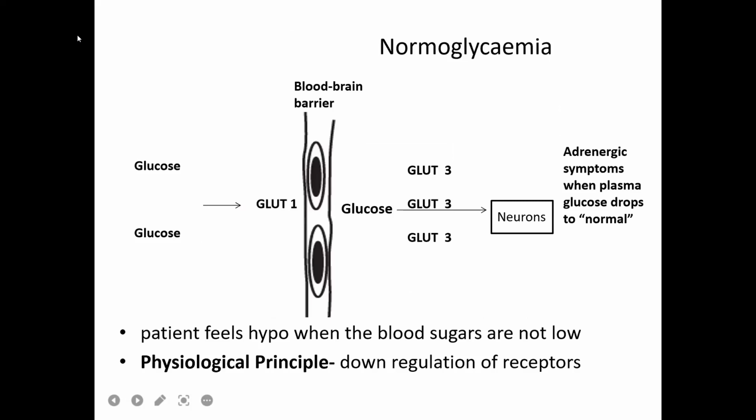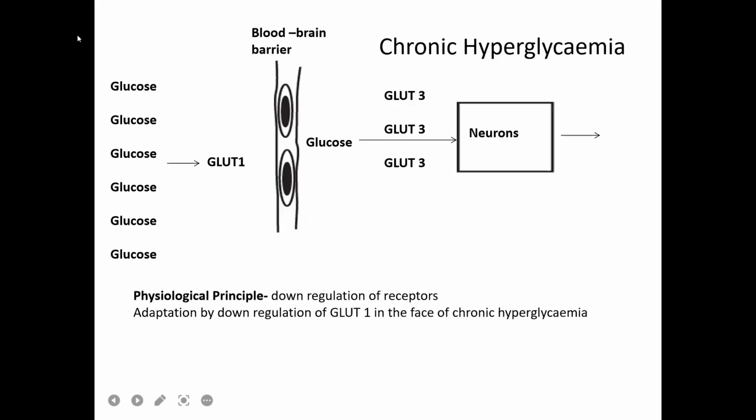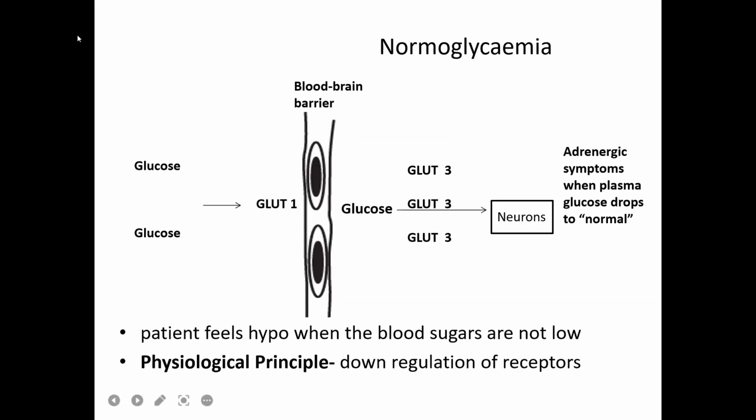So what happens in chronic normoglycemia? When the blood sugar becomes normal, the glucose is low, and GLUT1 is still down regulated. So after treatment, we treat these patients with chronic hyperglycemia with insulin and tablets, and the patients become normoglycemic. The usual amount of glucose goes in, and the neurons, there is enough blood sugar, but adrenergic symptoms usually occur if the blood sugar goes below.